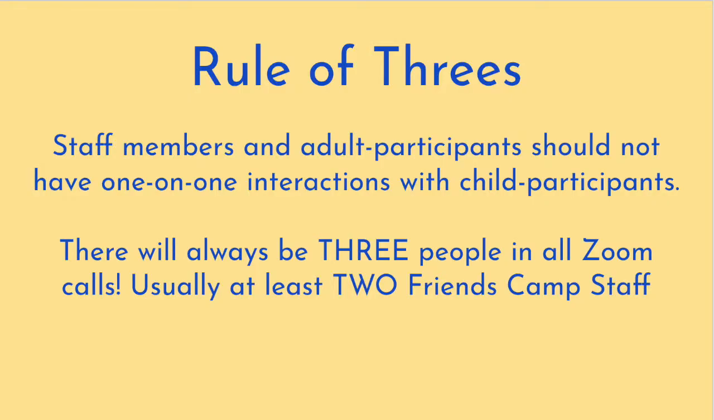An important rule of safety at camp that also exists online is the rule of threes. And this means that staff members or adult participants don't have one-on-one interactions with camper participants. And so this is true in Zoom rooms. There should be 2 Friends Camp staff on all calls, or at least 3 human beings on the call. And the same goes for direct communication. So although we might be able to connect with each other on Facebook or through email in this new virtual camp world, those interactions between adults and children should always have a third person present.